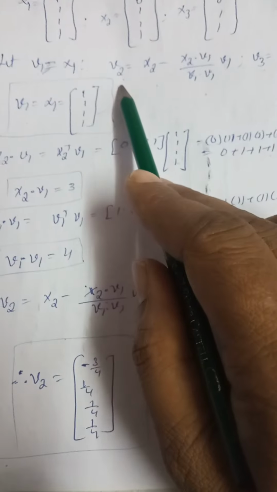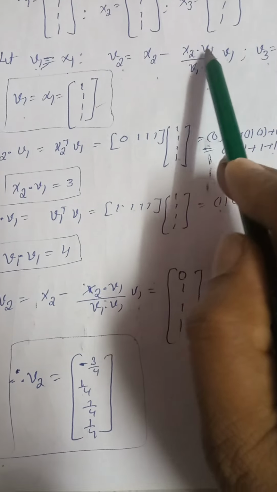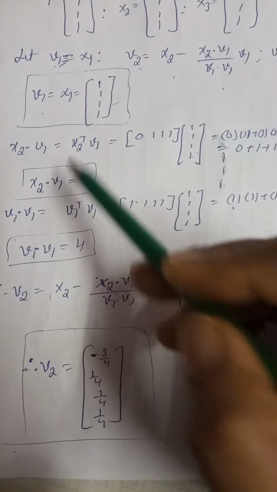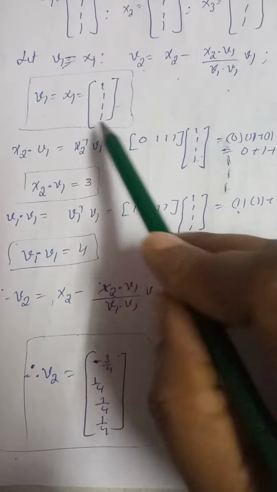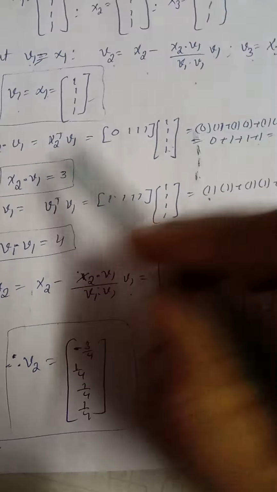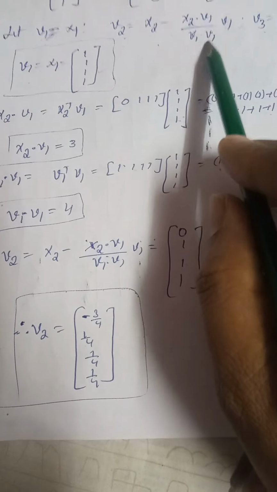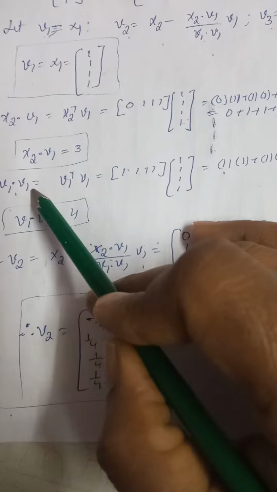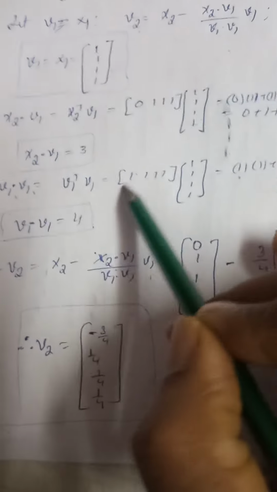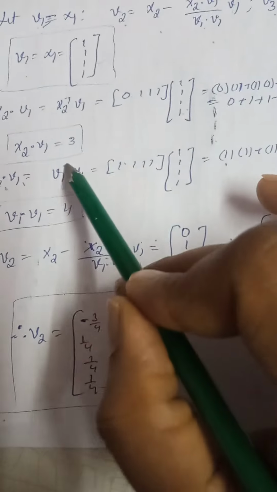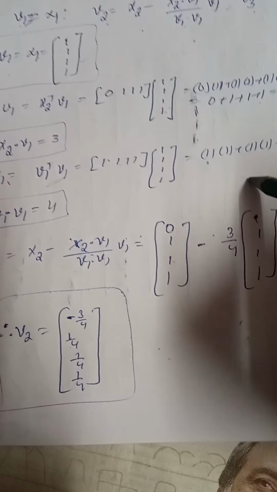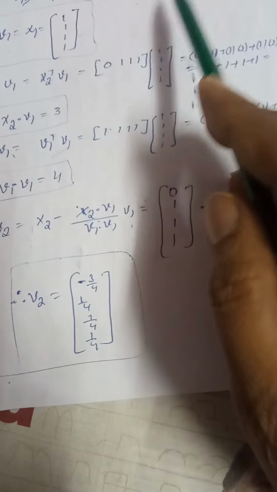Now, to get v2, we need to calculate x2 dot v1. x2 dot v1 I am calculating. That is the inner product definition. Now, multiplying, I got 3. x2 dot v1 is equal to 3. Next, in the denominator, v1 dot v1 is there, the inner product of v1 and v1. Now, this is the definition I wrote. Right. I got 4.